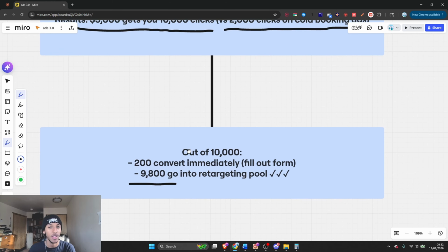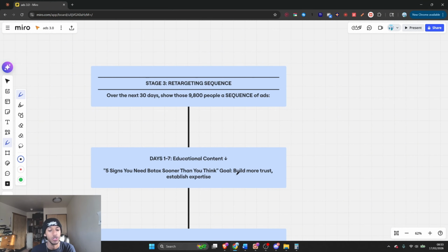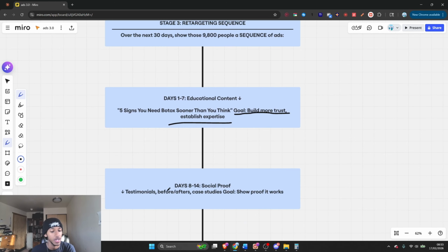Stage 3, retargeting sequence. Over the next 30 days, you show those 9,800 people a sequence of ads. Days 1 to 7 is educational content, like 5 signs you need Botox sooner than you think, and the goal is to build trust and establish expertise. Days 8 to 14 is social proof: think testimonials, before and afters, case studies.